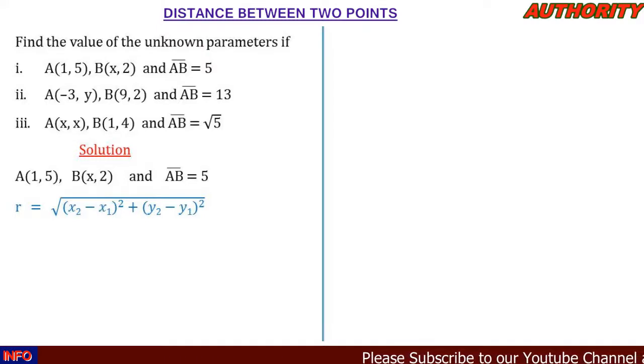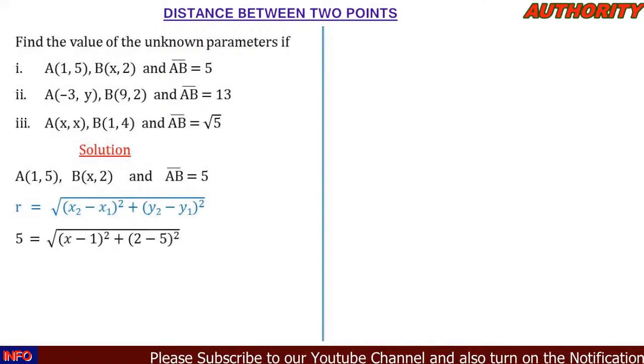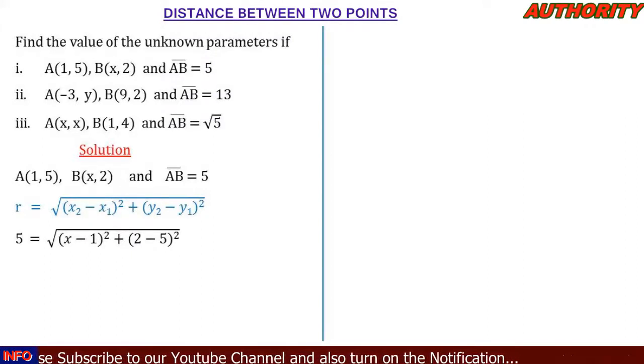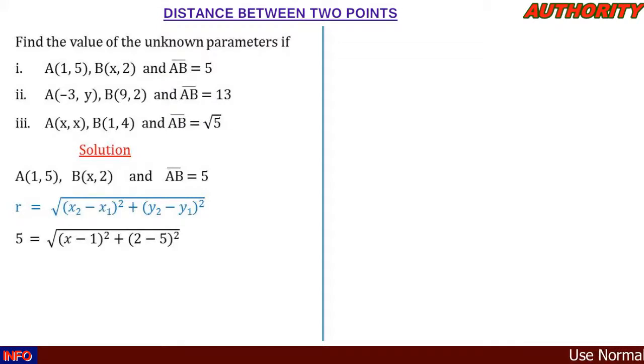So when we say x2 minus x1, that means we're going to pick our x2 from B and x1 from A. So when we pick x2 from B, you are going to have (x minus 1) all in brackets squared, plus when we say y2 minus y1, our y2 we have 2, and then y1 we have 5. So we have (2 minus 5) in brackets squared. Okay, so here we have 5 is equal to square root of (x minus 1) in brackets squared plus (2 minus 5) in brackets squared. Okay, now let's take the square of both sides.